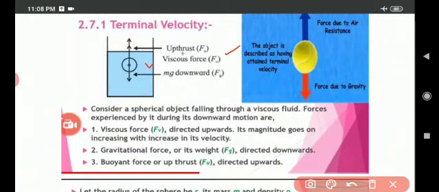The second force acting on the spherical object is the gravitational force, or its weight, represented by Fg, and the direction of the gravitational force is downward. The third force is the buoyant force, or upthrust. It is represented by Fu. The direction of the buoyant force, or upthrust, is upward.